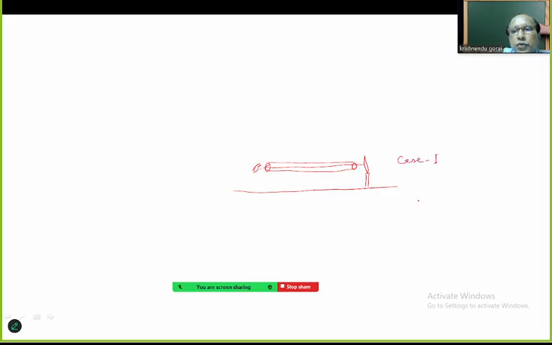If I take case 2, suppose this is the table, this is the candle, this is the flame of the candle. If I take a pipe like this, bent like this, can you see the flame through this bent pipe? No. From this experiment, we can say that light travels in a straight line.